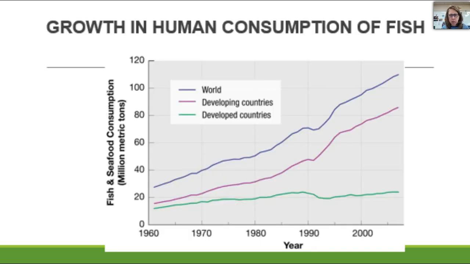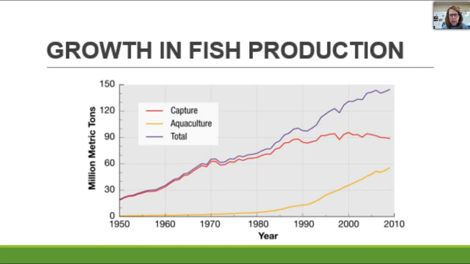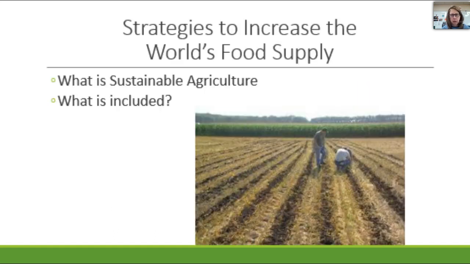So here's human consumption of fish. So developing countries are actually going up more so than the developed countries, but it's gone up in both places. And then fish production, so the capture, it's kind of evened off a little bit, and then so total goes up, and then aquaculture has really gone up a lot.